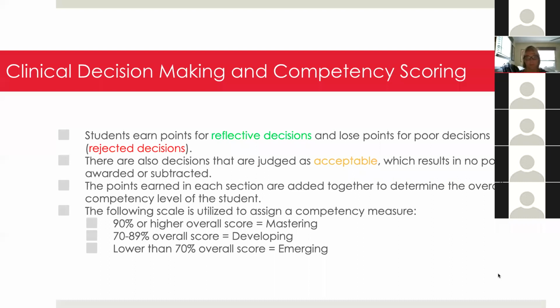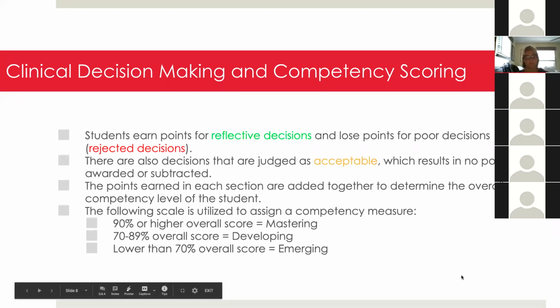When you're working in the simulations, you will be scored on your decision making. When you make good decisions, you will receive points. When you make rejected decisions, you will lose points. There are also going to be things within the simulation that are just acceptable. When you earn points and complete the simulation in its entirety, you will receive an average score. A 90% or higher is a mastery level, 70 to 89% is developing, and less than 70% is emerging competency.